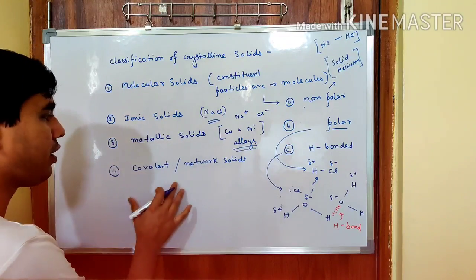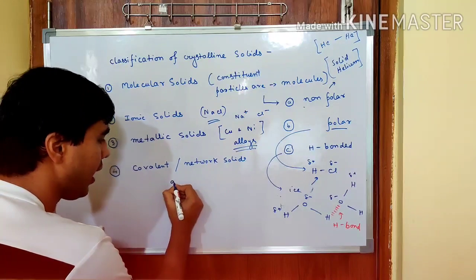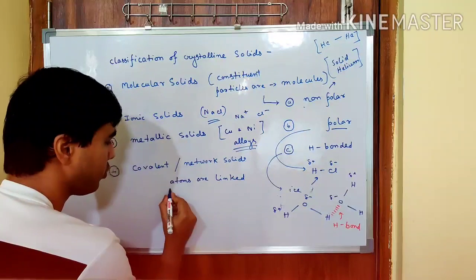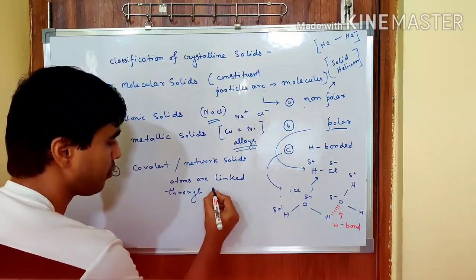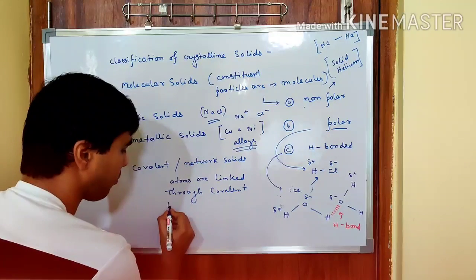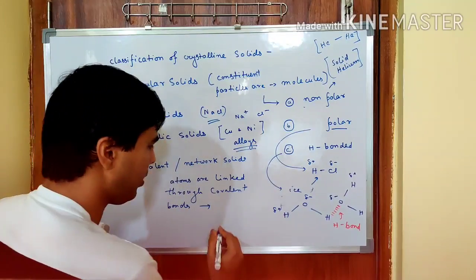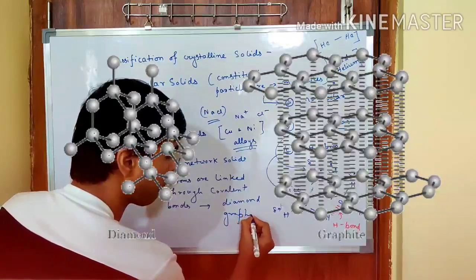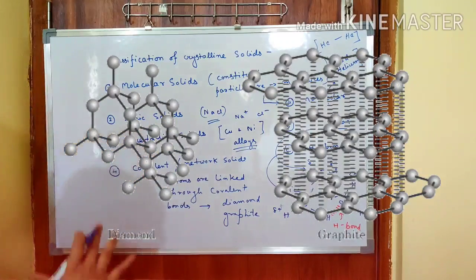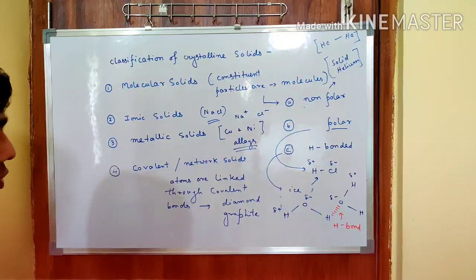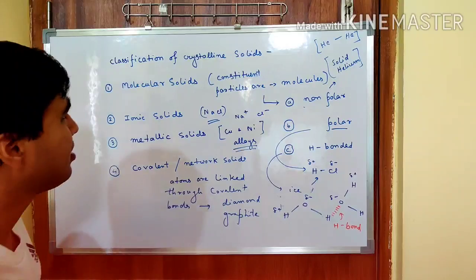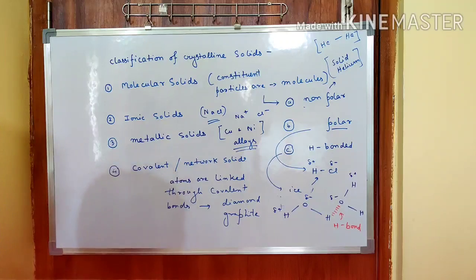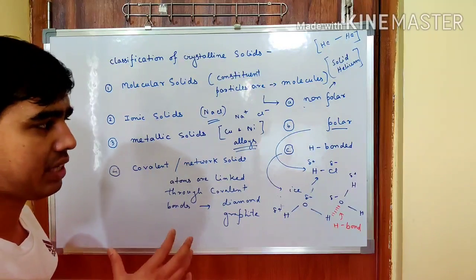Then this is the covalent or network solid. Here, atoms are linked through covalent bonds. A very good example is diamond or even graphite. We know their structure. In their structure, you will understand how they are cross-linked and covalently bonded. So these are the classification of crystalline solids. During the video, I put the photos also where you can see by pausing them how the structure is actually being done.